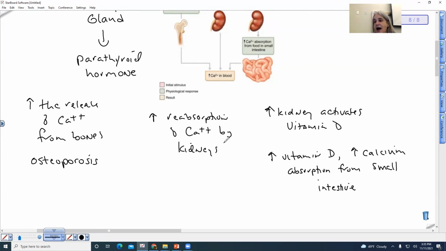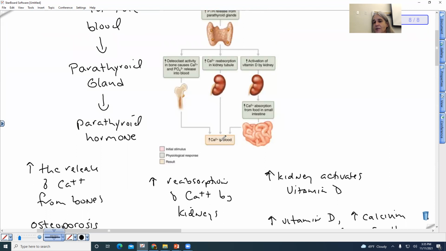Okay, so this is how calcium is regulated in blood. So this parathyroid is going to eventually cause the calcium levels to increase. That's the negative feedback. And so then the parathyroid gland stops releasing PTH in response to elevated levels of calcium. So it keeps it around a homeostatic balance.